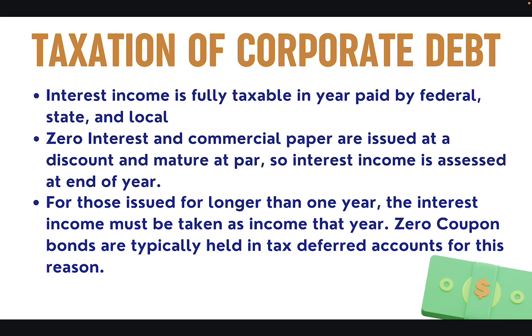And zero coupon bonds are issued at a discount and mature at par, which means that you're not going to get the interest that you're accruing until the end. But they're assessing you on the taxes as if you've received that. So this is something you want to put in a tax-deferred account so that you're not paying taxes on money you haven't received yet. Makes sense.